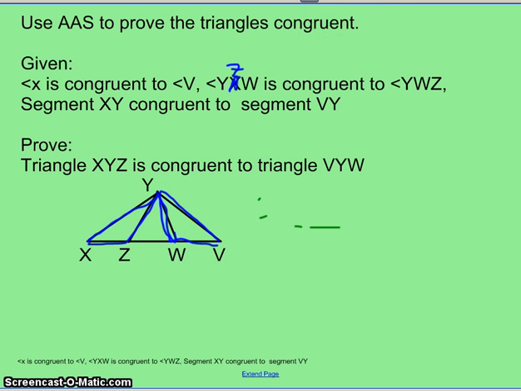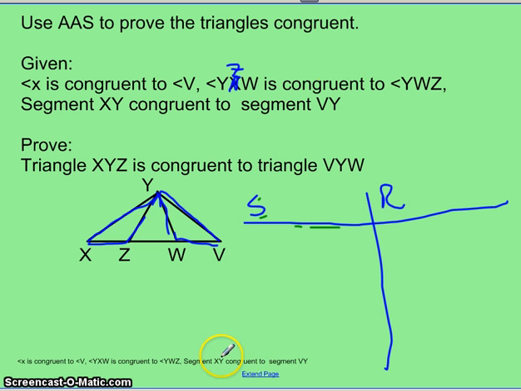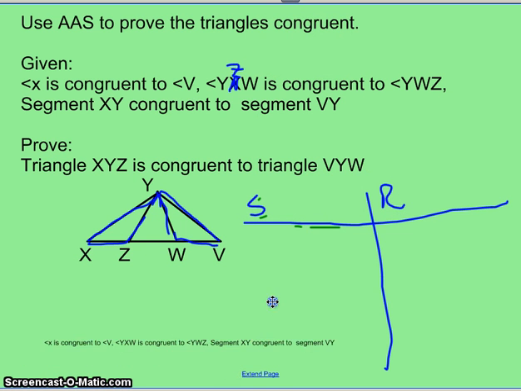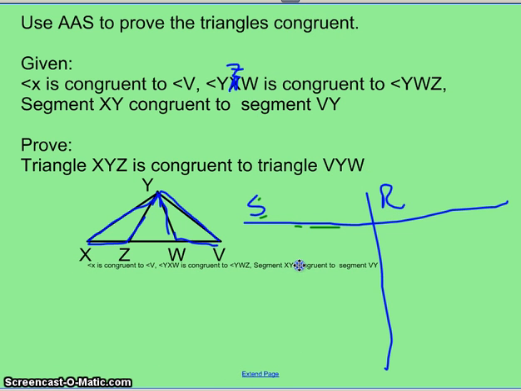So how am I going to go about doing that? Number one, I'm just going to put the whole given down for my first statement and reasons. So I'm going to go right over here, a little 2 column. I'm going to go statement and reasons. I set this up a little bit ahead of time by copying it. So this is my number one, and my reason for number one is that it's given to me. Now I had one little typo on here that I've corrected, and it's this angle here should be YZW.